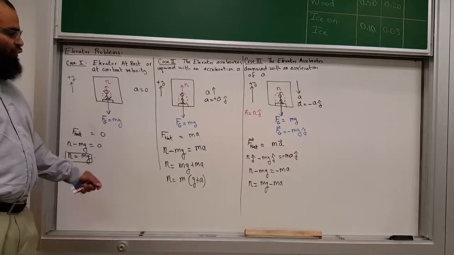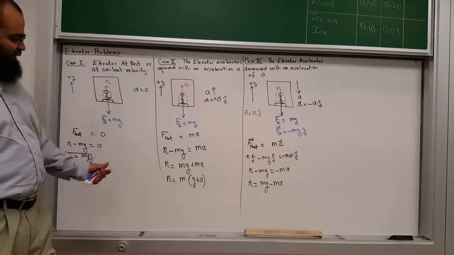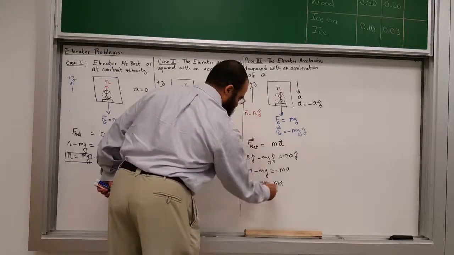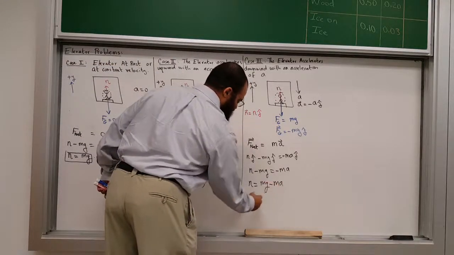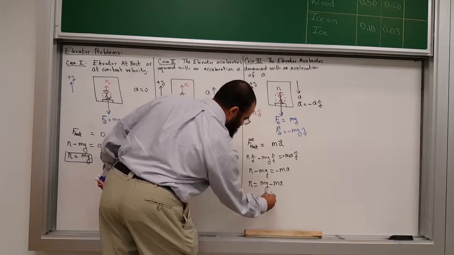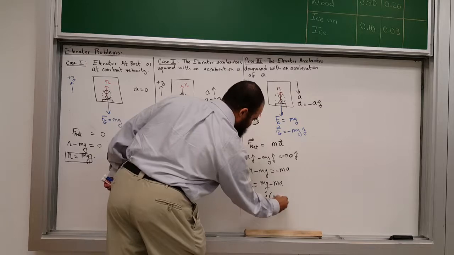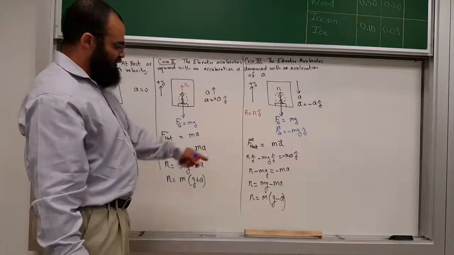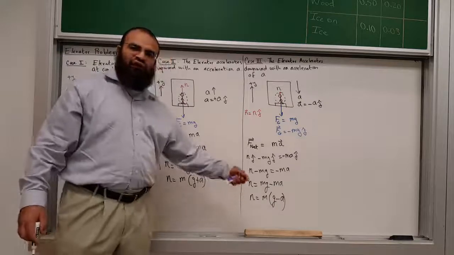So the normal force will equal the weight, but instead of being plus ma, it's minus ma. So the normal force will equal m times g minus a. Okay. So that's your weight. Your apparent weight will feel lighter.